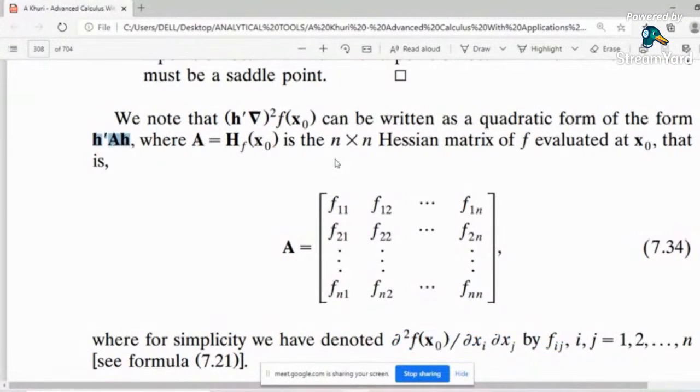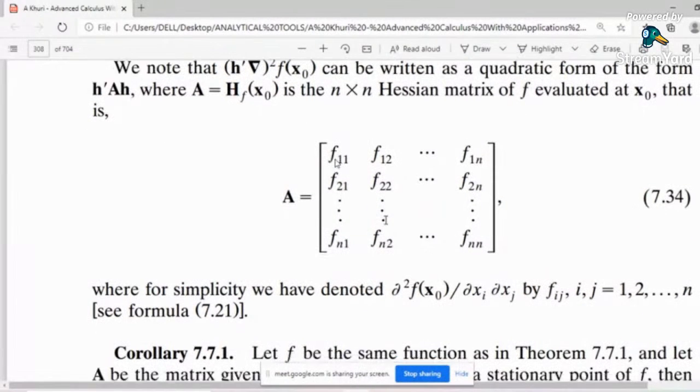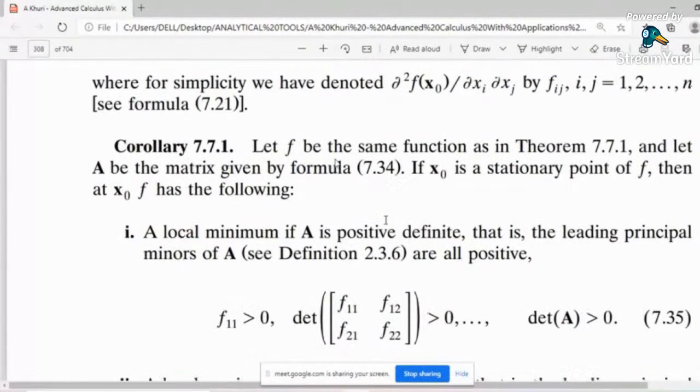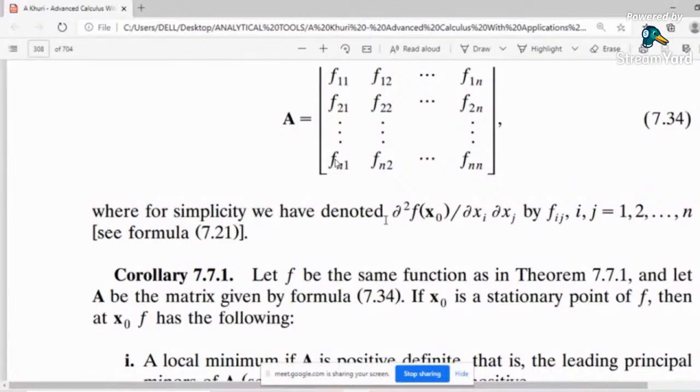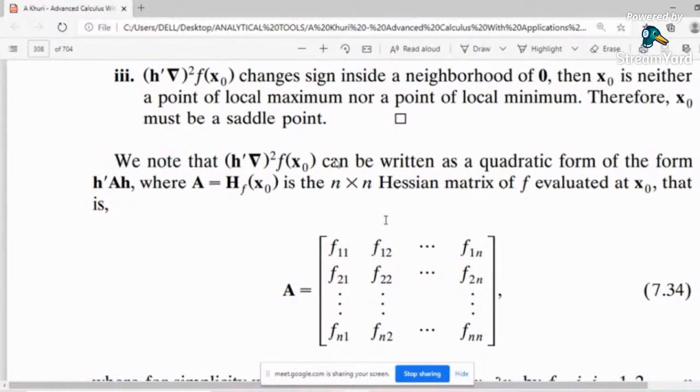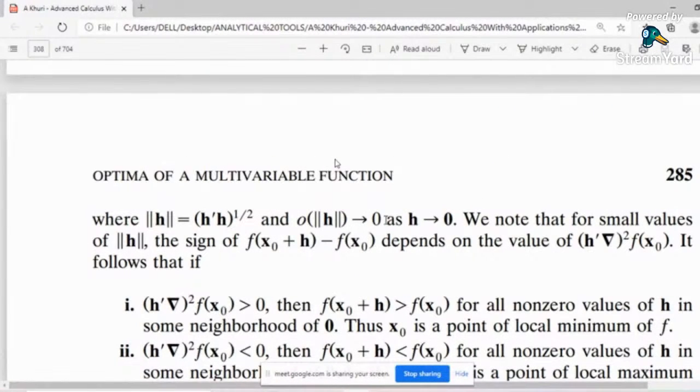H prime A h. So what they say is this can be represented as a quadratic form. This x prime del square f of x1 uses this Hessian matrix. Okay, A is the Hessian matrix. Now we can write alternatively. That means we have already proved this theorem.